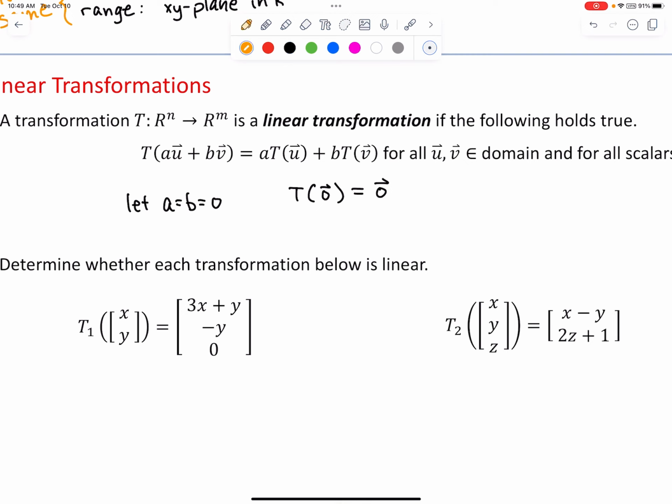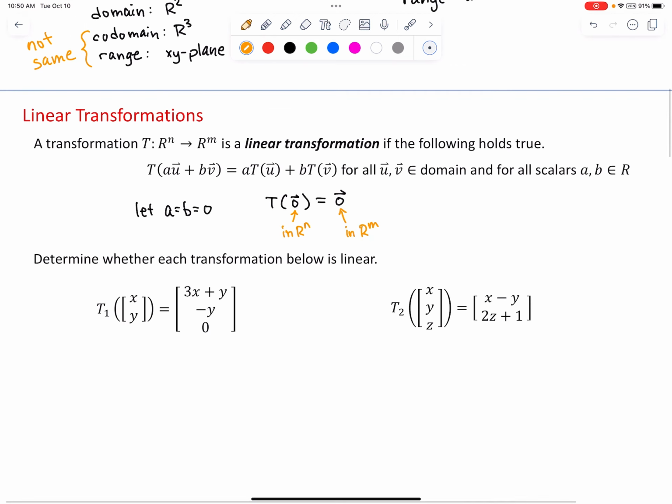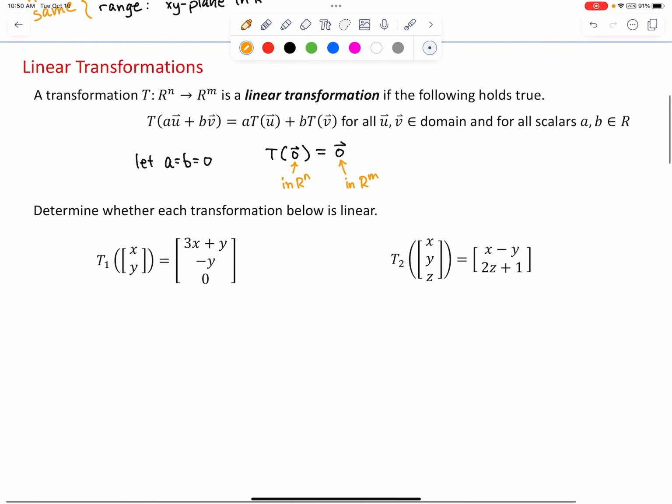Now these two 0 vectors are not necessarily the same dimension. This first 0 vector is in Rn, and this output vector is in Rm. But what matters is that if you input the 0 vector into a linear transformation, you are guaranteed to get a 0 vector out as the output. That's not true for every transformation, but it must be true if your transformation is linear.